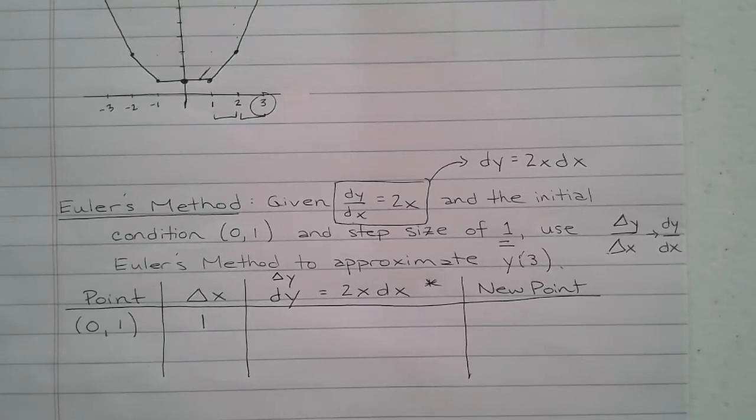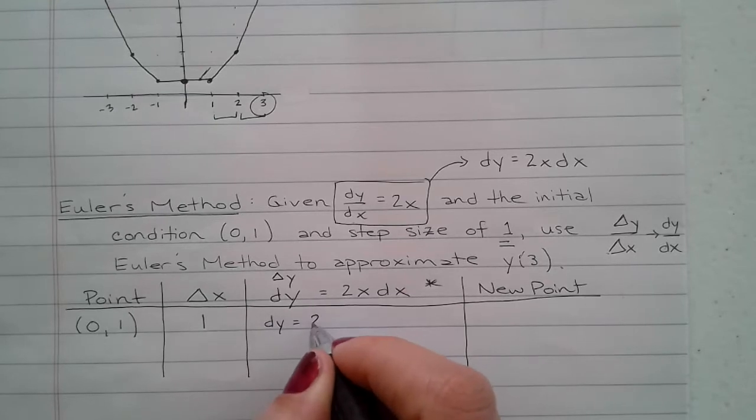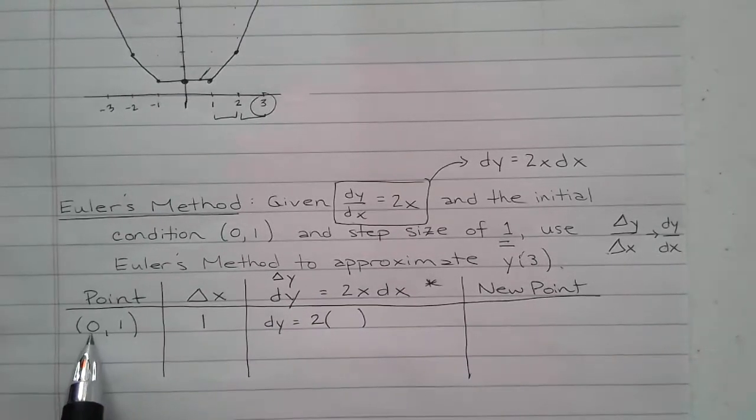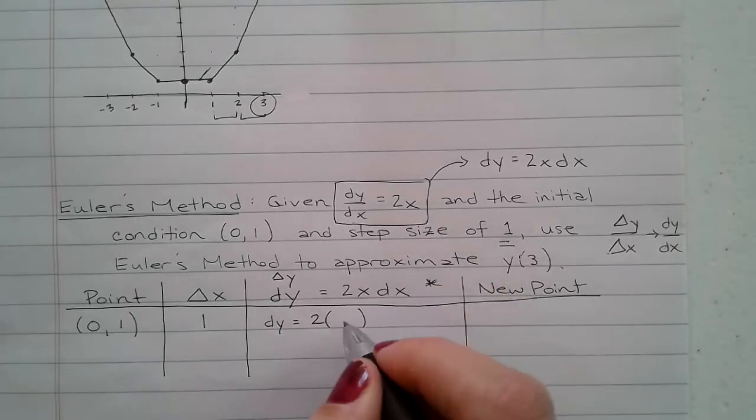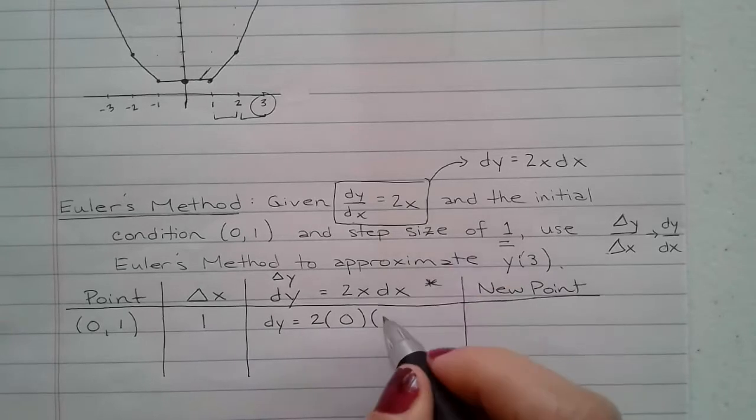Okay, so let's give it a shot. We're going to say that dy is 2 times whatever the x value at that point is, which in this case our starting point was 0, times whatever the change in x was, which is our step.